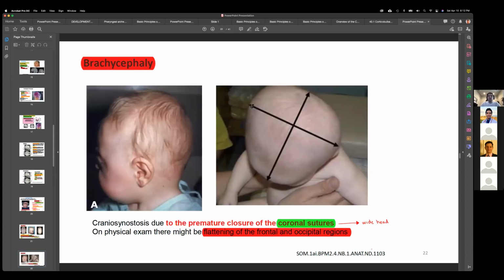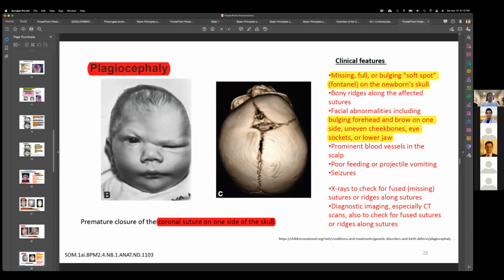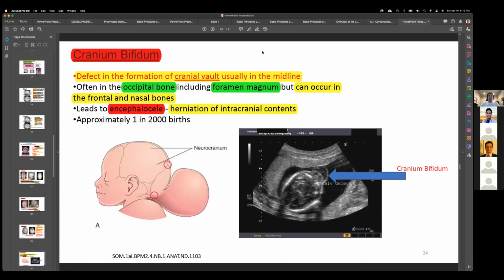Coronal sutures run laterally. So if you close those prematurely, you will get lateral outward growth, right? Because the anterior posterior suture controls the lateral growth. So you get a wide head. There you go. Plagiocephaly is one, right? It affects one side of the skull. Yeah, coronal suture on one side, so you expect this on the ipsilateral side. They could ask about this.